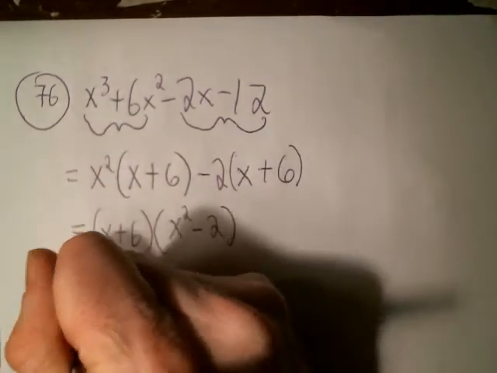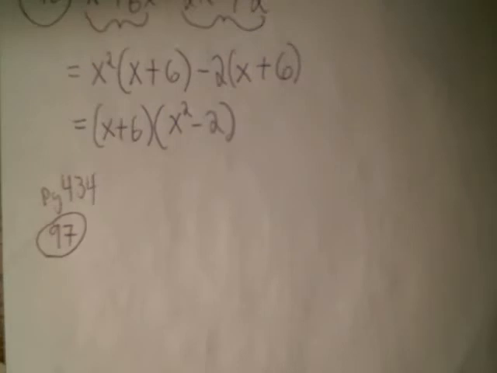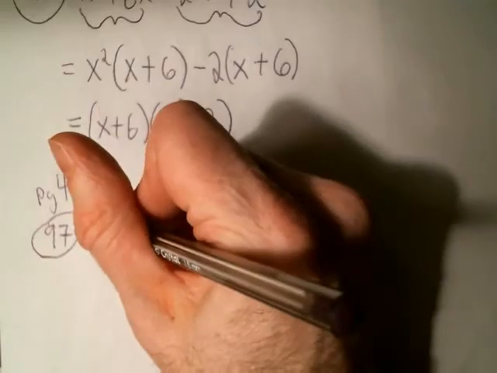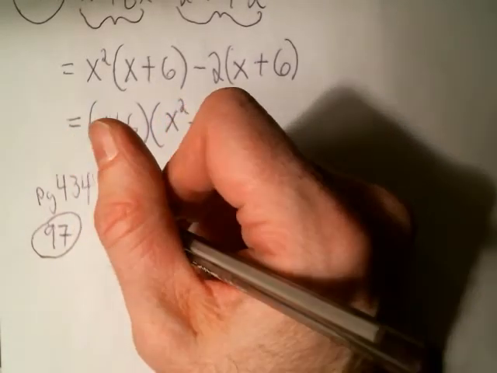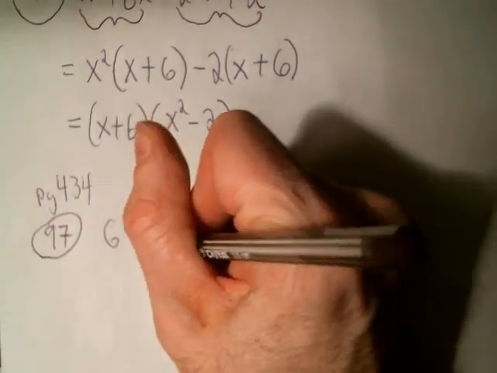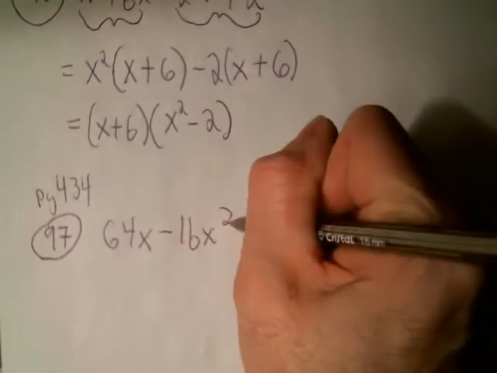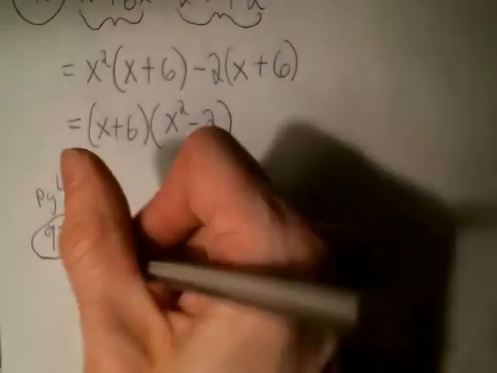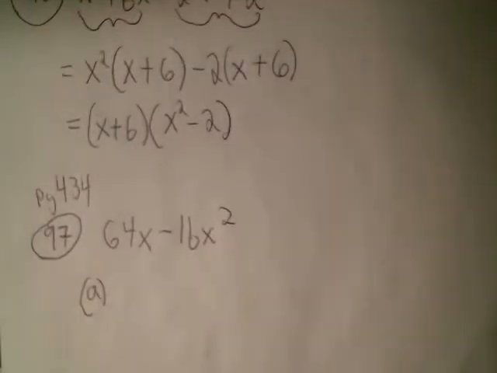It's number 97, and it's about an explosion. An explosion causes debris to rise vertically with an initial velocity of 64 feet per second. Then they give you a polynomial to describe the behavior of the debris. The polynomial 64x minus 16x squared describes the height of the debris above the ground in feet after x seconds. For part A, they want you to find the height of the debris after 3 seconds.